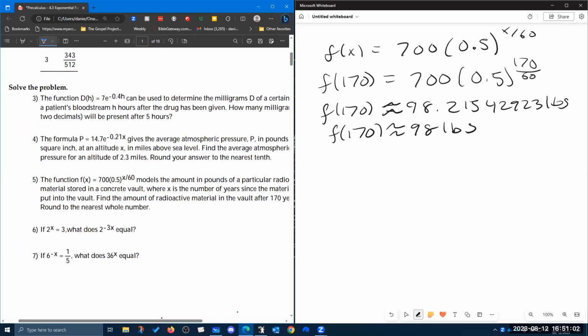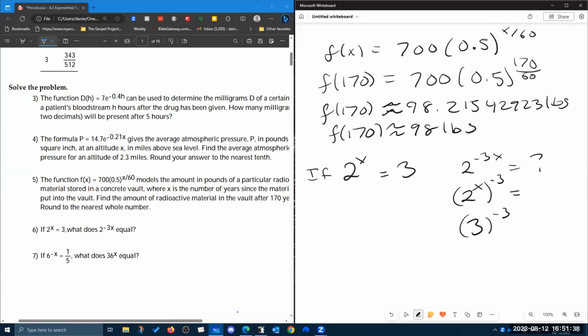Let's finish up some properties of exponential functions with the next 2 questions. If 2 to the x is equal to 3, 2 to the negative 3x is equal to what? Well, 2 to the negative 3x is 2 to the x raised to the negative 3rd power, because when I raise a power to a power, I multiply the exponents. So that's going to be equal to 3 to the negative 3rd power. That's 1 over 3 to the 3rd, which is 1 over 27.